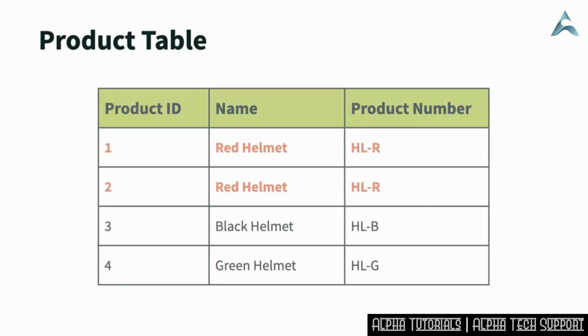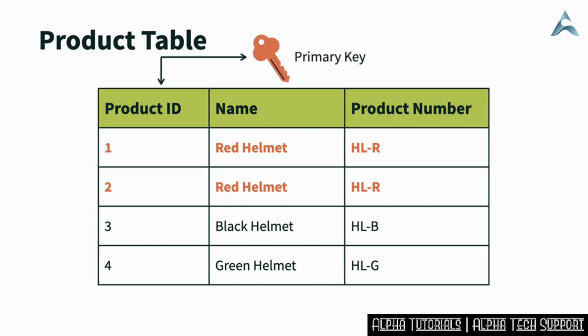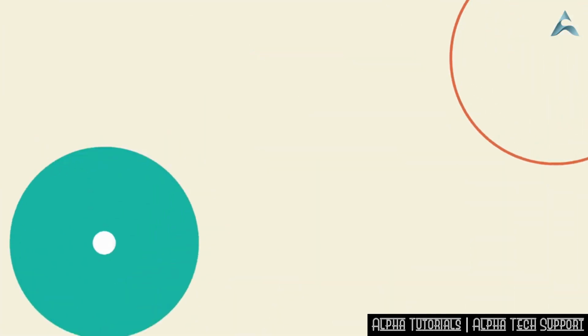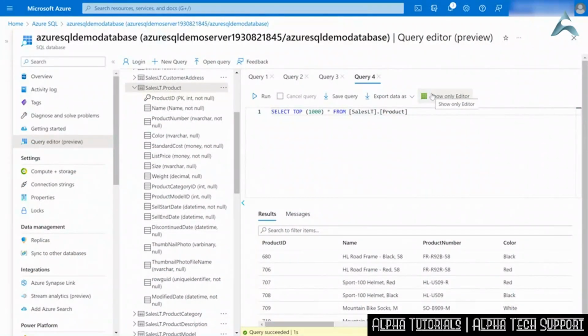The most common way this has been solved is to create an int column, set it as an identity column, and then the database will auto-increment a number every time a new row is added. You'll see this convention used in the sample data. The product ID is a primary key. The sales order ID is a primary key. The address ID is a primary key.